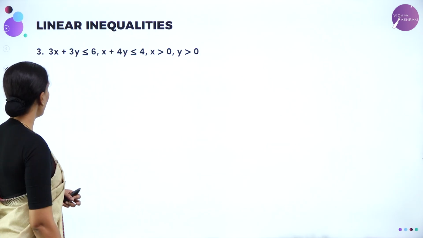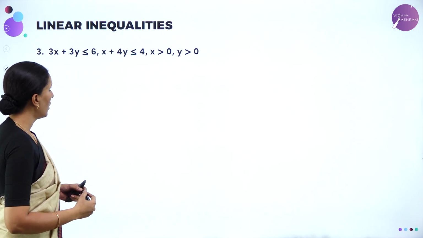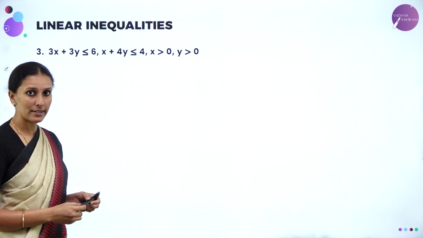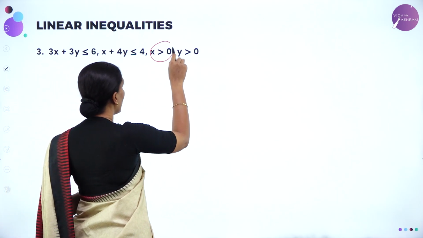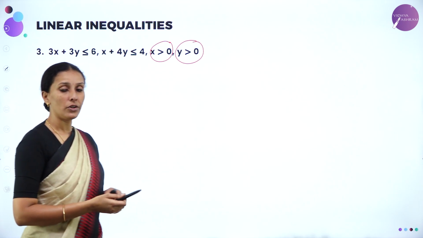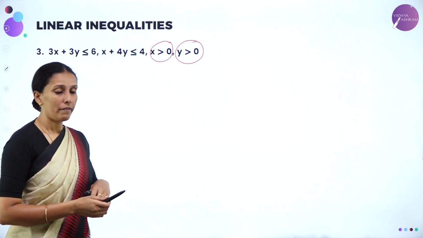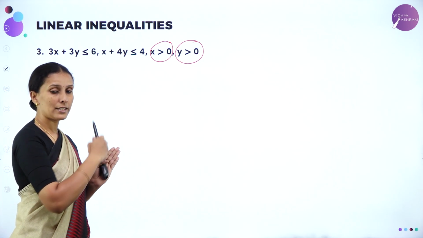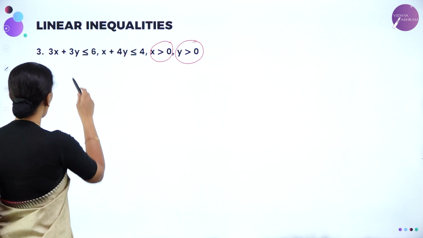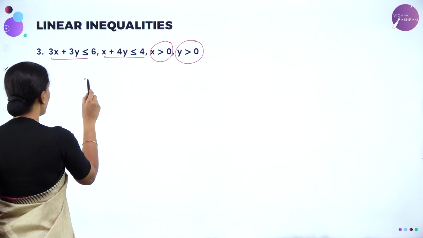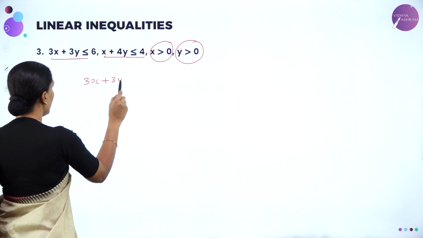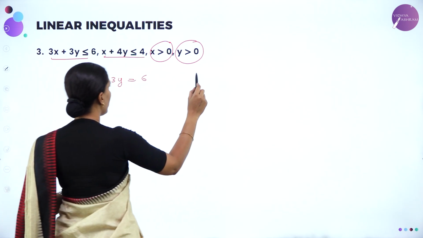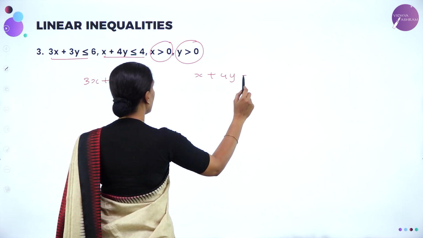Next question, 3x plus 3y less than or equal to 6, x plus 4y less than or equal to 4, x greater than 0, y greater than 0. Here, x greater than 0, y greater than 0 is nothing but your x-axis and y-axis. So when I say y greater than 0, it is above the x-axis. When I say x greater than 0, it is to the right of the y-axis. Now, let us solve only for these two equations. So we have 3x plus 3y is equal to 6. I'll take equal to for both conditions, and here we have x plus 4y is equal to 4.